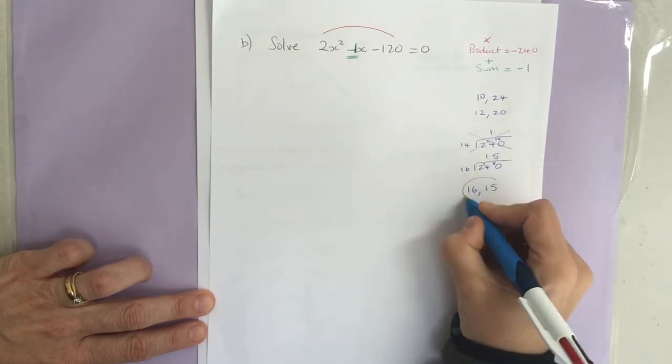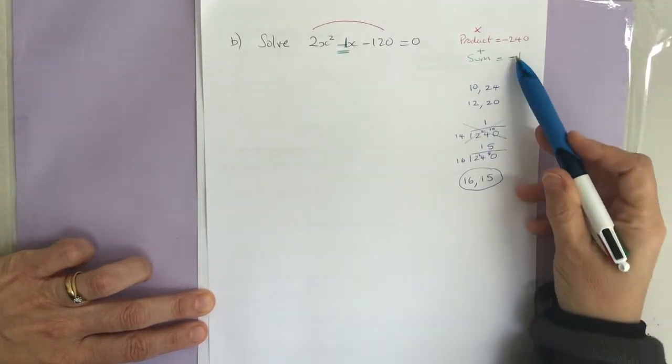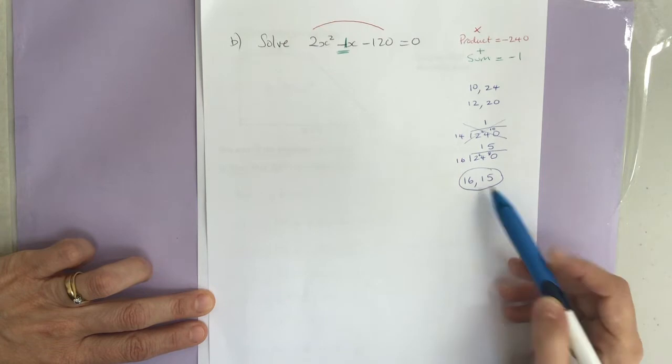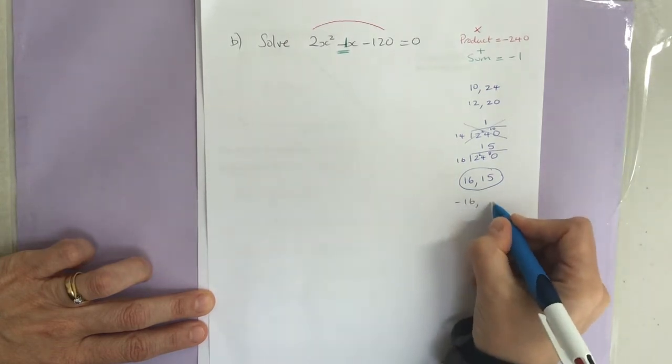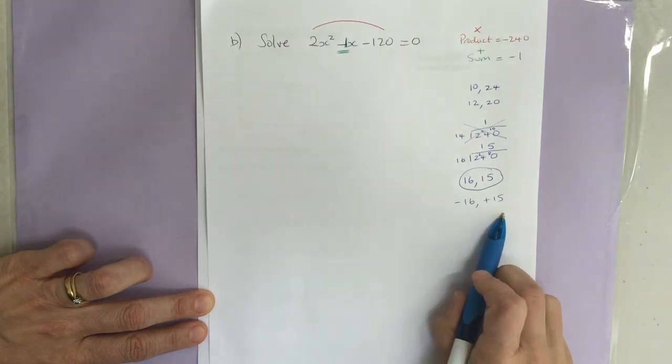I've got 16 and 15, and I can definitely get a combination of those with a negative and a positive that gives me minus 1 overall. So that's going to be minus 16 and plus 15 to give me a sum when I add these two things together of minus 1.